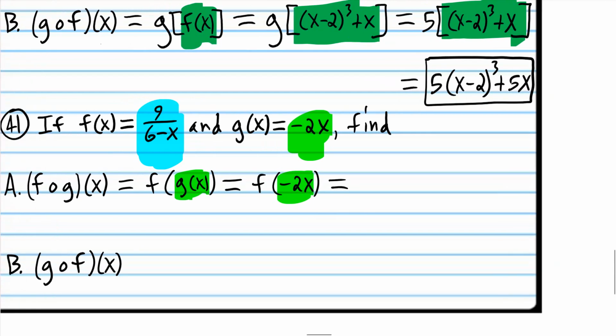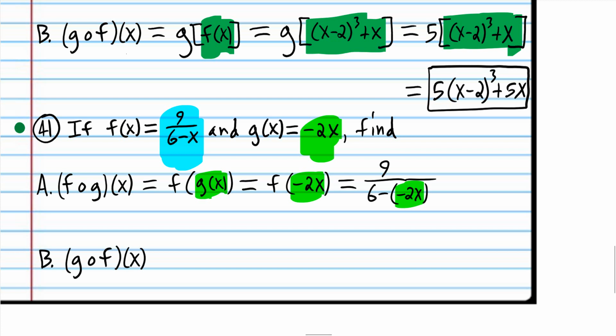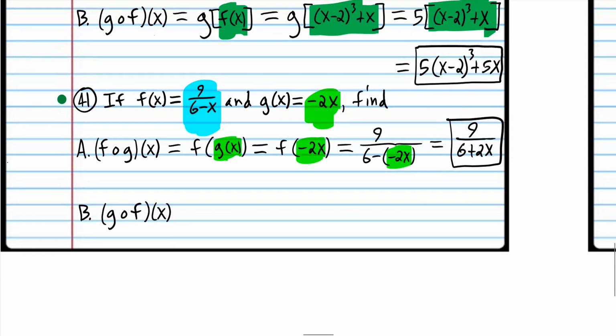And now we go to the blue expression. F of x is 9 over 6 minus x. But instead of x, we're going to write negative 2x. So we replaced x with negative 2x. And so that's going to be 9 over 6 plus 2x, because that's a double negative. And that's really all you can do with that. So if you got that answer, excellent.